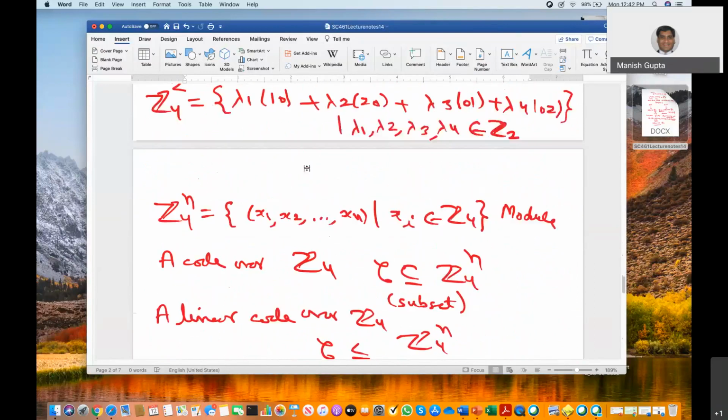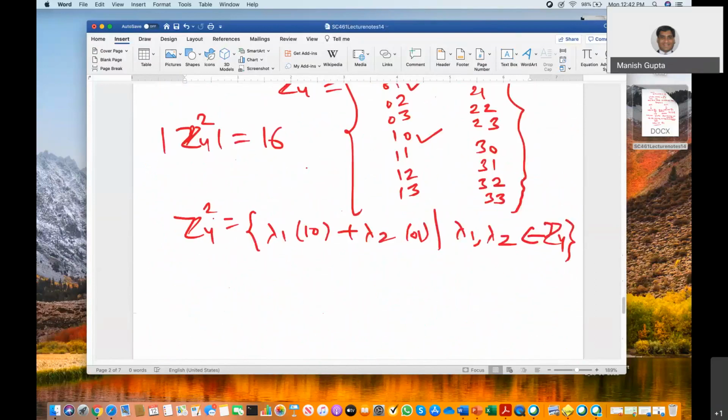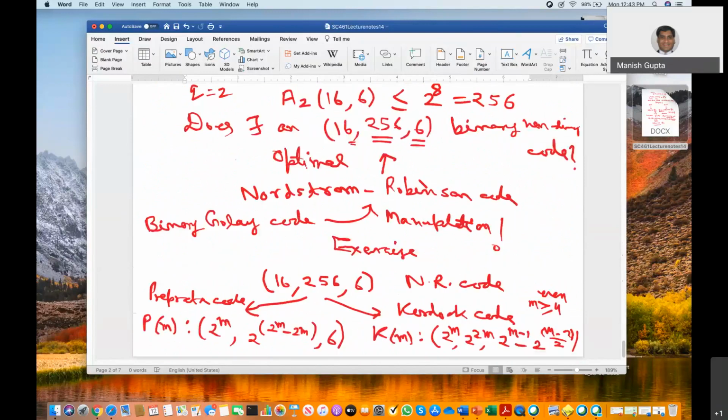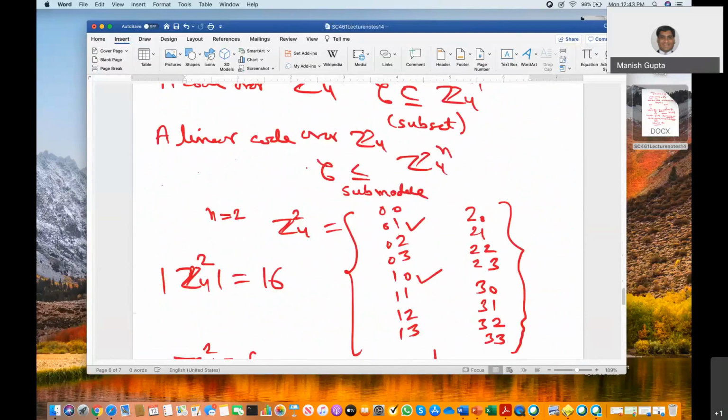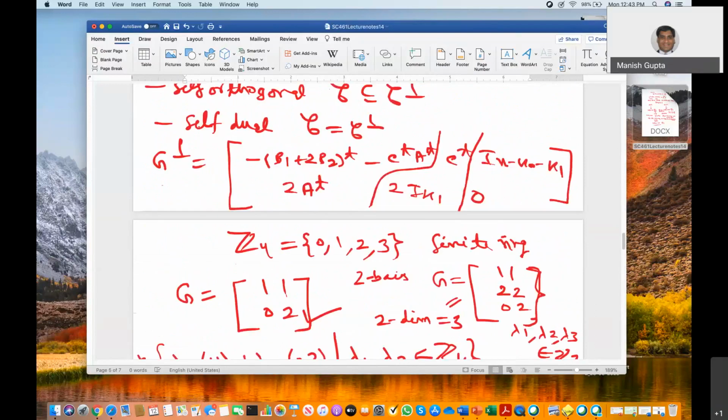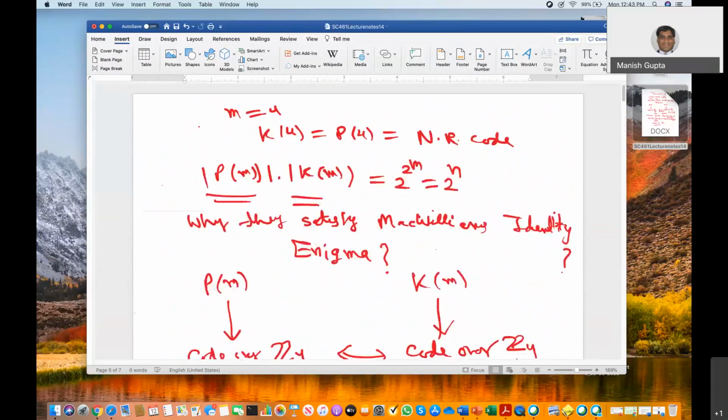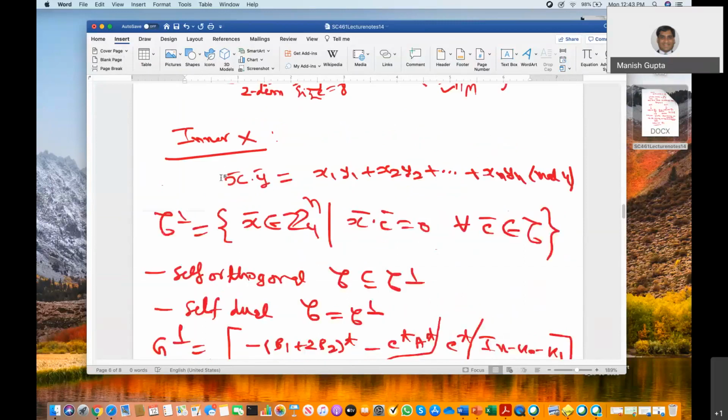Okay, so I have given you sufficient machinery to understand what these codes are. Now, some basics of linear code over Z4. Now I am going to give you the beautiful reason why.